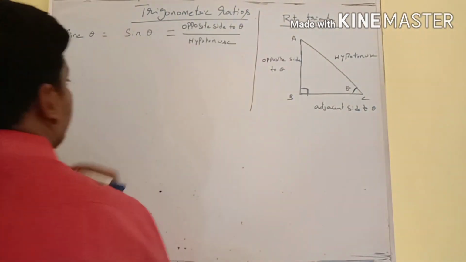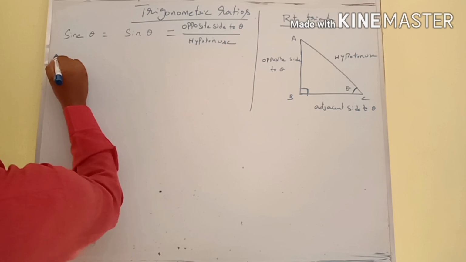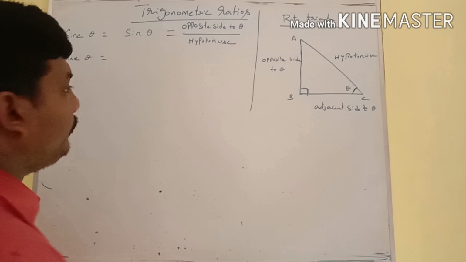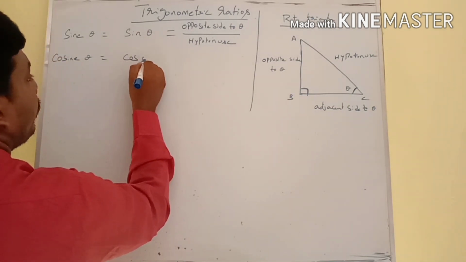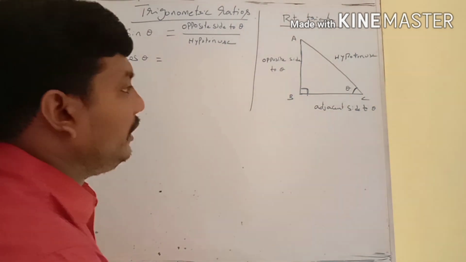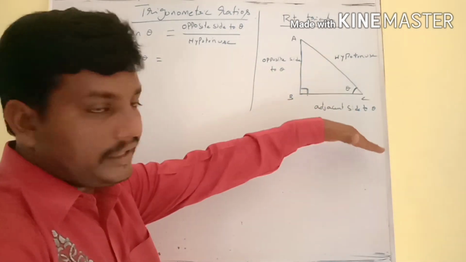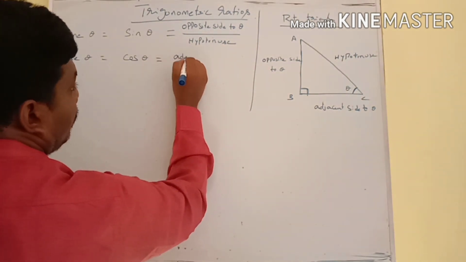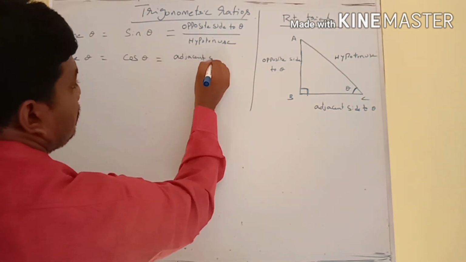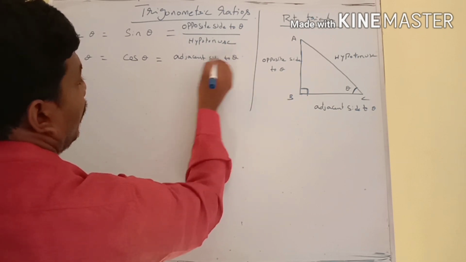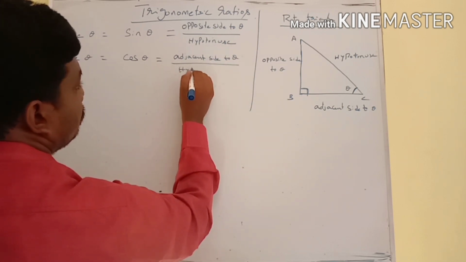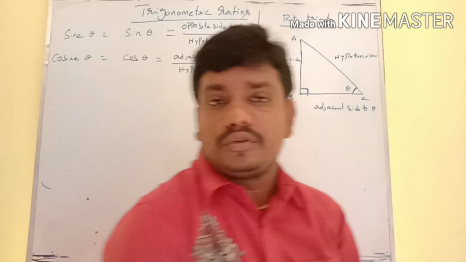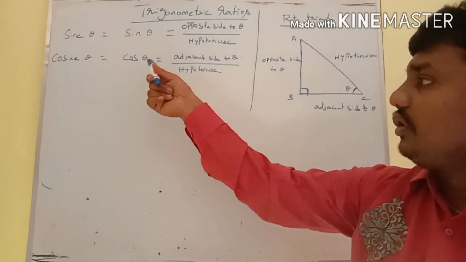Then the next trigonometric ratio is cosine theta, abbreviated as cos. Cos is the ratio of the adjacent side to theta by the hypotenuse. The ratio of the adjacent side to theta by hypotenuse is cos theta.